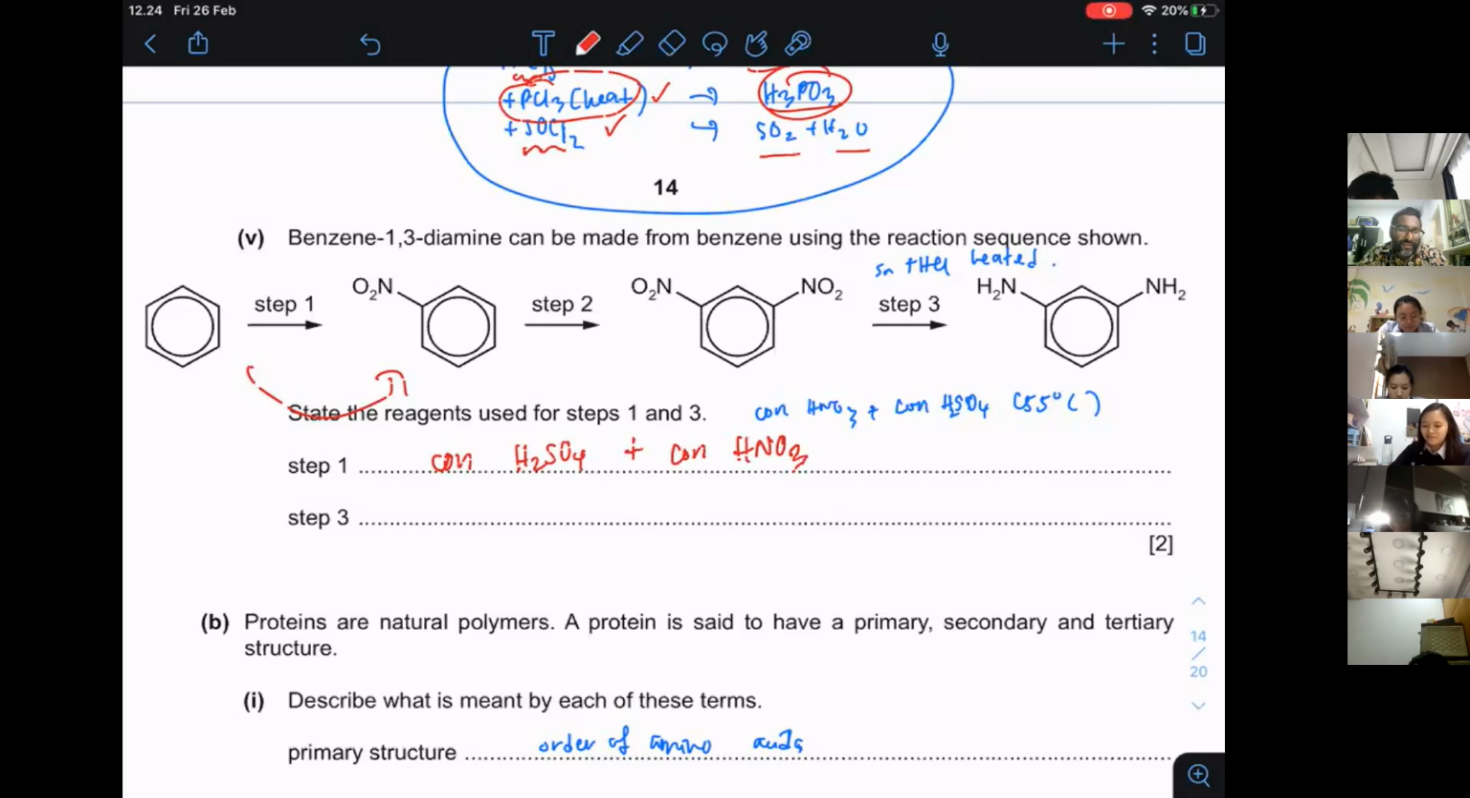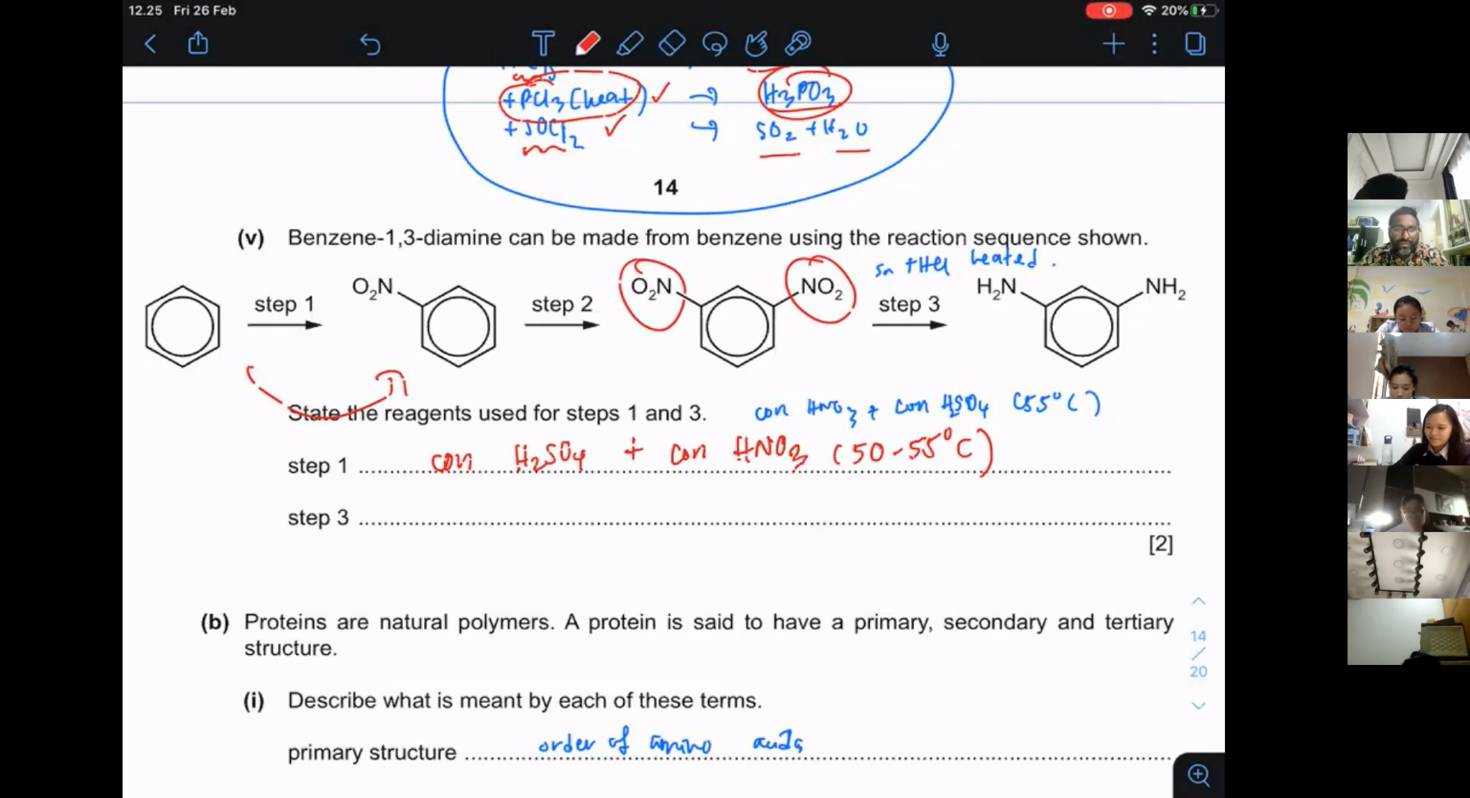That's going to be the reagent. If they ask you conditions, if they don't ask, no need to give. Based on our previous practice in the past paper, 50 to 55 degrees Celsius, but in our textbook, we learn 55. Now, step 3. Here you see nitrobenzene, dinitrobenzene.